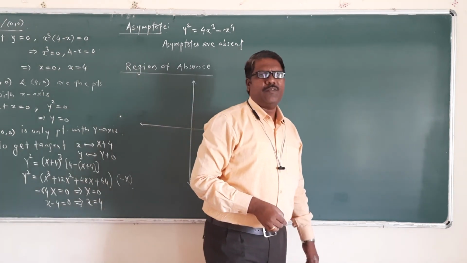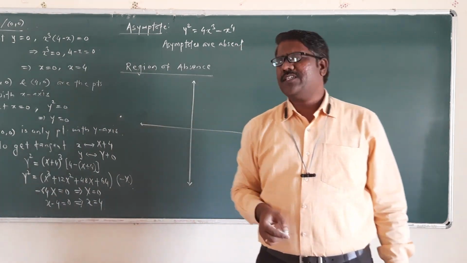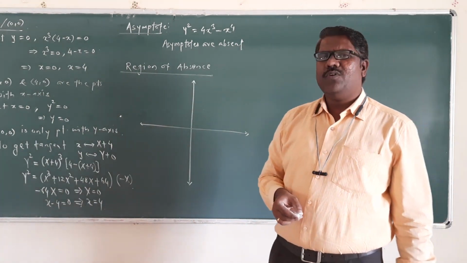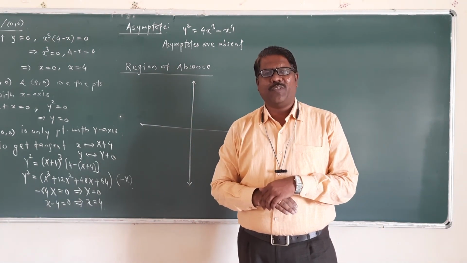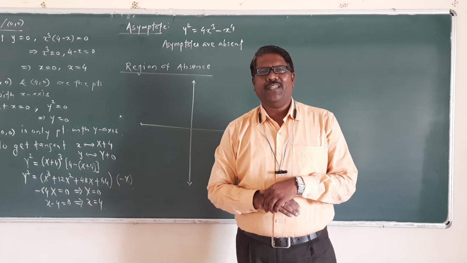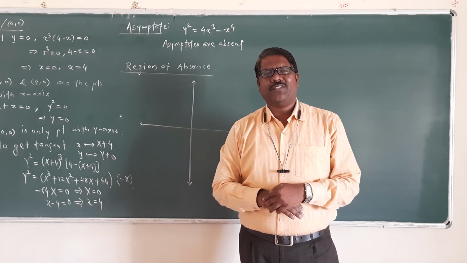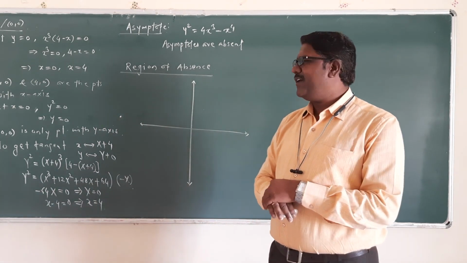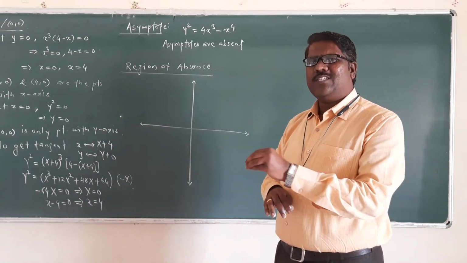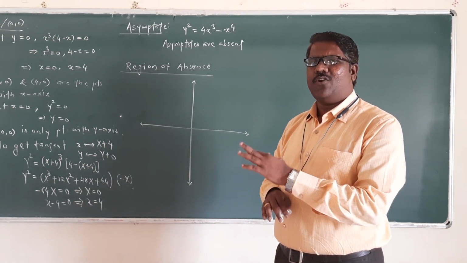Step number 1, plot the points of intersections. Step number 2, if asymptote is present, then asymptote itself is one of the partitions. Step 3, draw the partitions. Step 4, define the partitions. And step 5, check in each partition whether the curve is present or not.